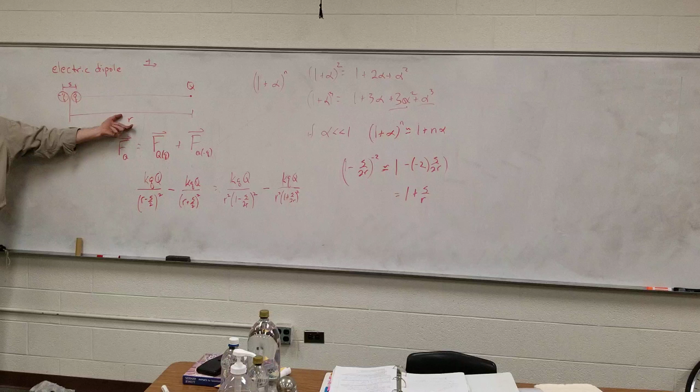If alpha is a small number, much less than 1, then this term right here becomes insignificant. We're not really going to get rid of that one, but it's a small deviation off of 1. And so if alpha is much less than 1, then 1 plus alpha to the nth power would just be 1 plus n alpha.